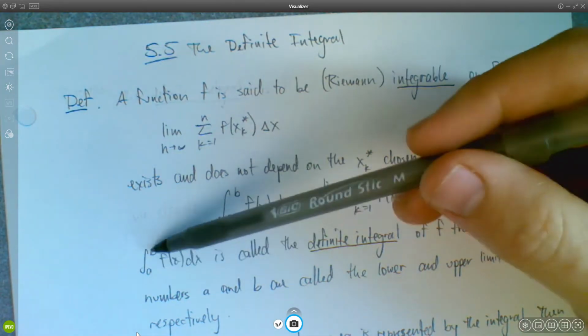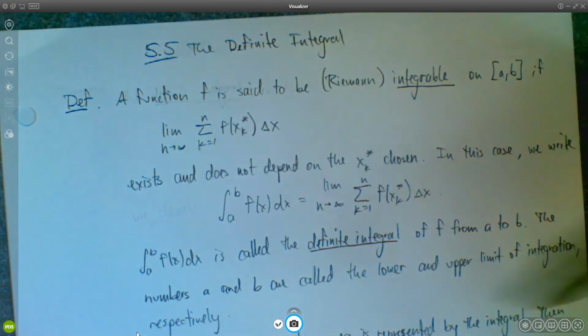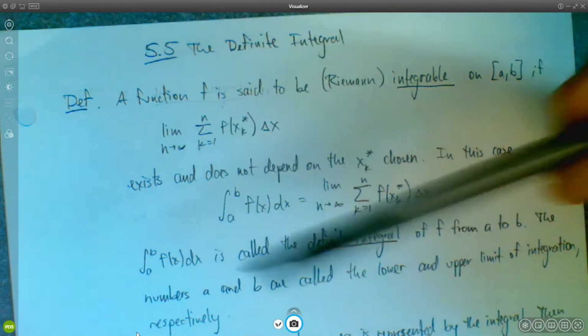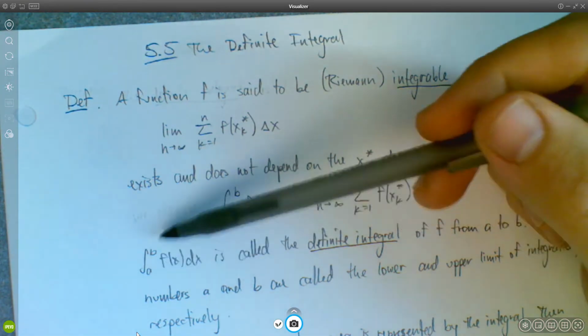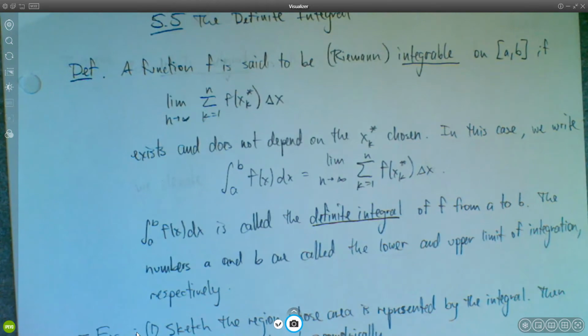So the integral from a to b of f of x dx is called the definite integral of f from a to b. The numbers a and b are called the lower and upper limits of integration, respectively. So a is the lower limit of integration, b is the upper limit of integration. That's a very long definition, but there you go. That's what the definite integral is.